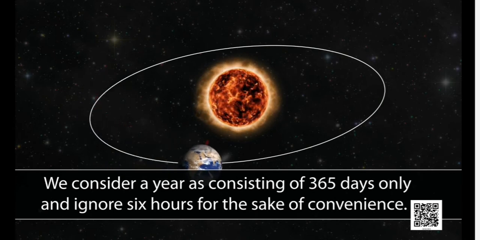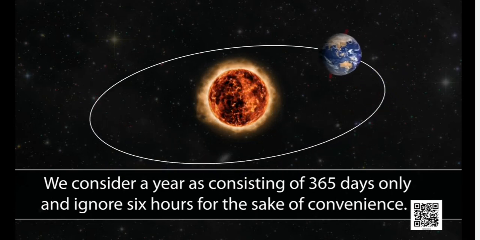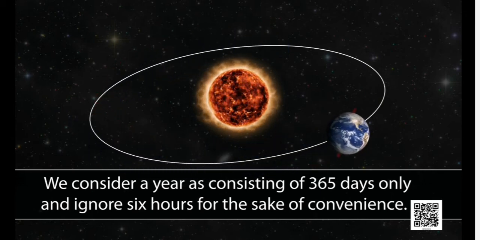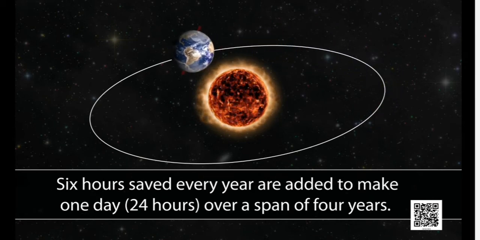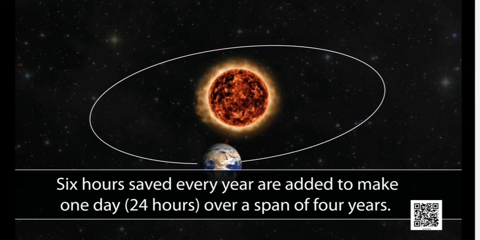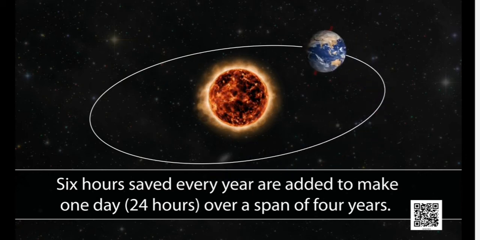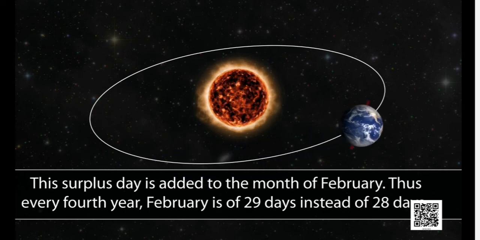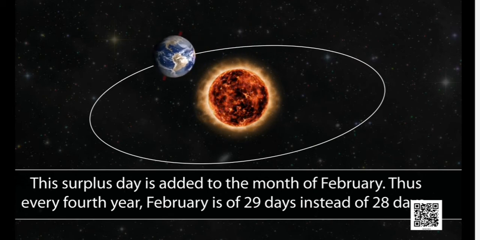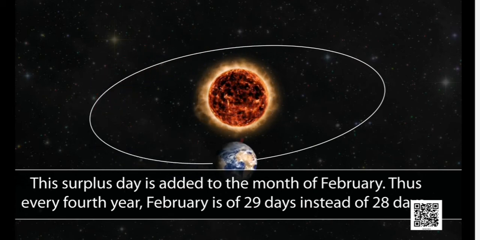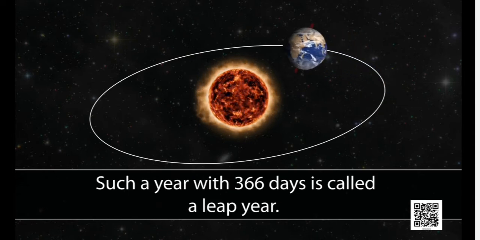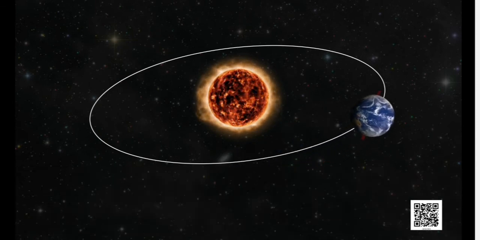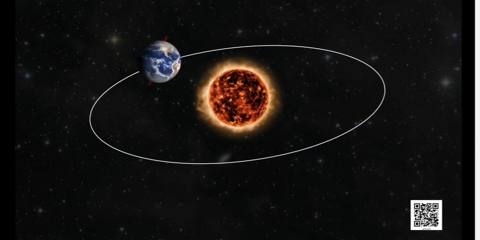We consider a year as consisting of 365 days only and ignore 6 hours for the sake of convenience. 6 hours saved every year are added to make one day, 24 hours, over a span of 4 years. This surplus day is added to the month of February. Thus, every fourth year, February is of 29 days instead of 28 days. Such a year with 366 days is called a leap year. Find out when will the next leap year be.